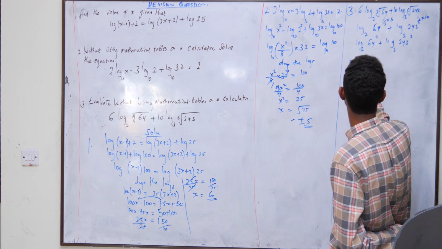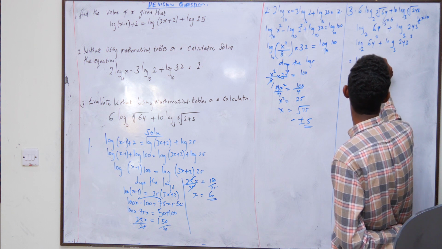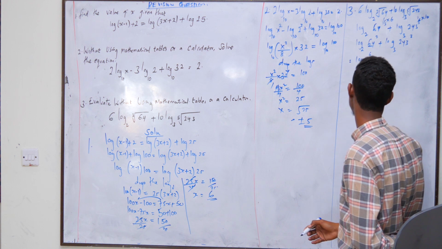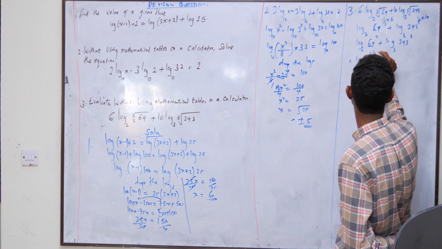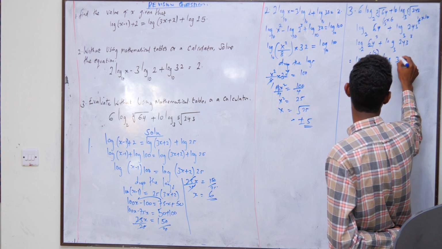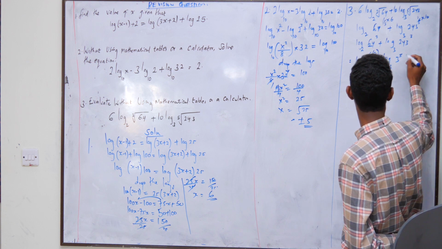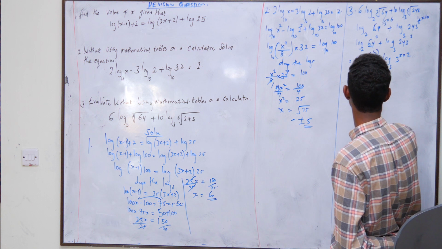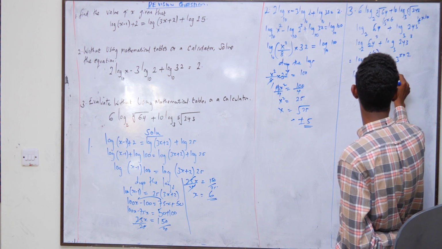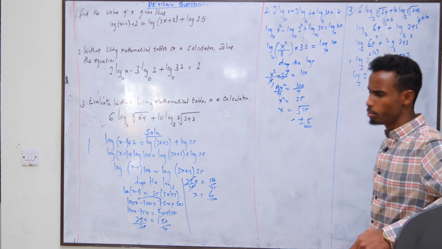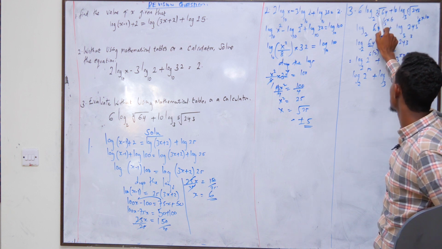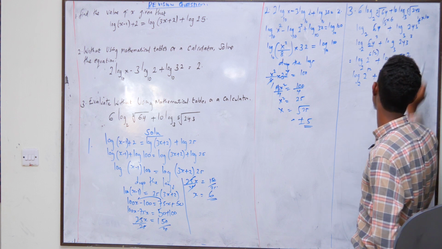Now this one, to base 2, becomes 2⁶, right? Log₂ of (2⁶)², plus log₃ of (3⁵)². Finally, it becomes log₂ 2¹² plus log₃ 3¹⁰. Basically here, what you are doing is very simple: we are raising this to a power, the cube root in the form of a power of a third, and this one power 1 over 5.